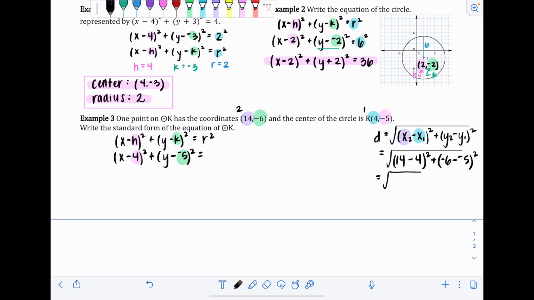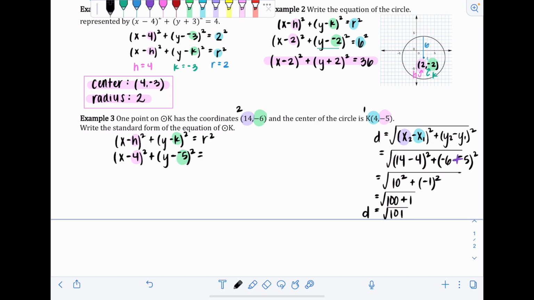Inside here, 14 minus 4 is 10, and then we have to square the 10. The second parentheses is kind of tricky with all the negatives: negative 6 minus negative 5. Remember, a double negative turns to a plus, so it's negative 6 plus 5, which is negative 1. So this would be plus negative 1 squared. Then we can square both: 10 squared is 100, plus negative 1 squared is negative 1 times negative 1, which is positive 1. So it's the square root of 100 plus 1, so the square root of 101.